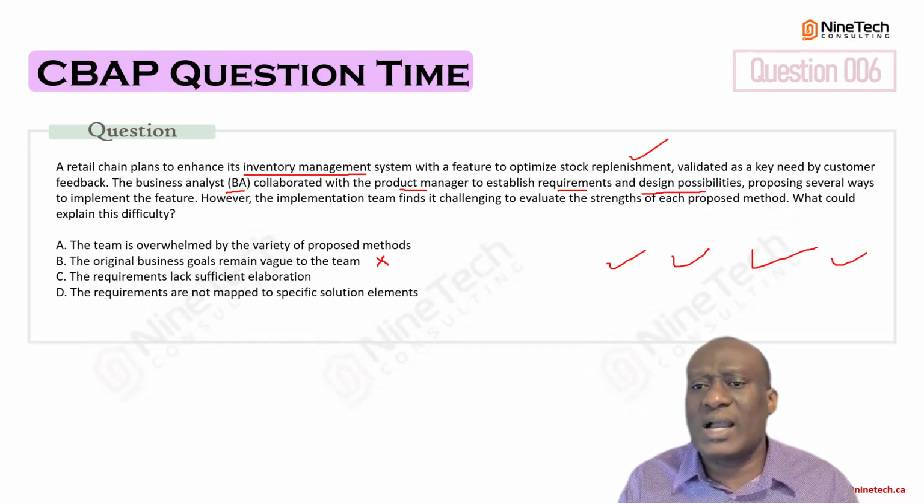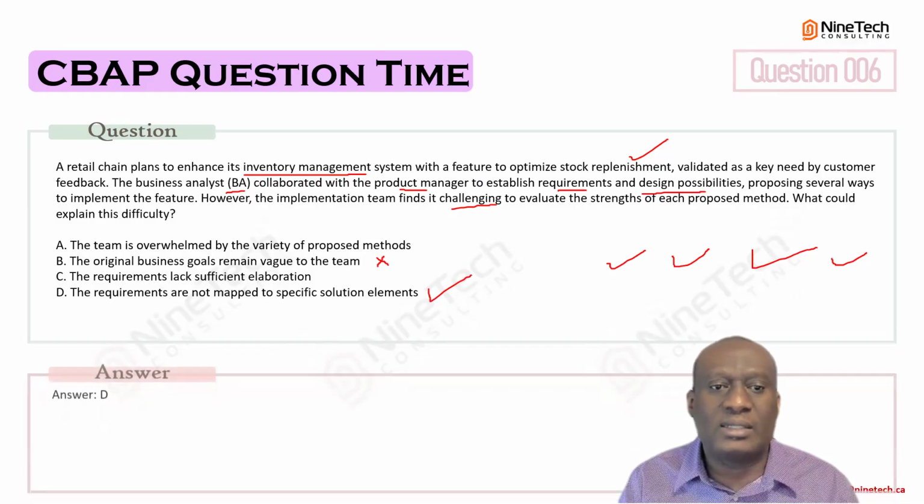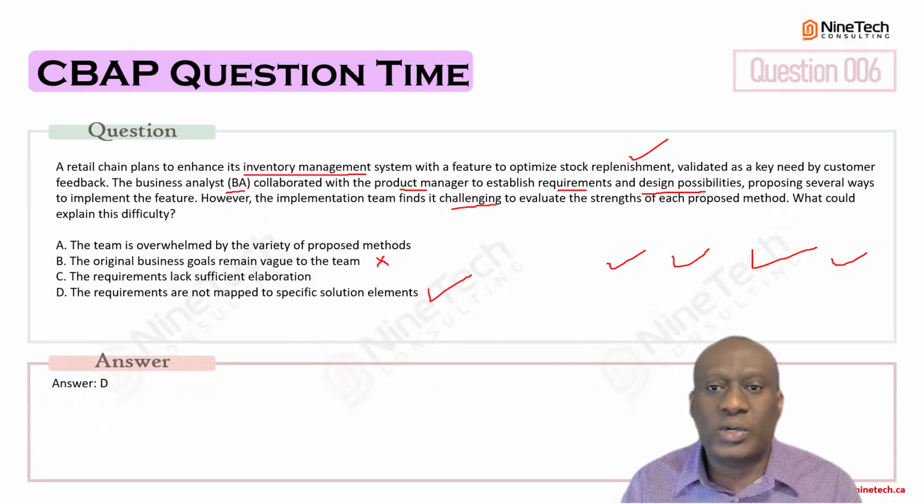So I see this more as defining design options, and it requires us to identify solution components and map requirements to them to outline how each approach works. So the answer is D, because D answers the question of why the evaluation is challenging. We need to map our requirements to our solution options elements, and that doesn't seem to have been done. So the answer is D. Let's look at the answer D. Awesome. Let's go to the next question.